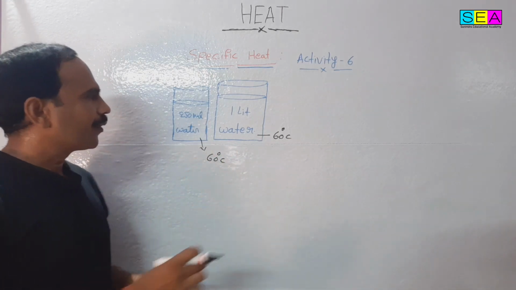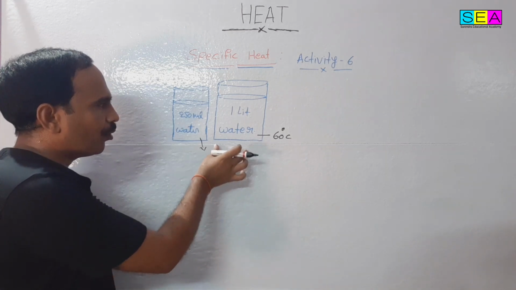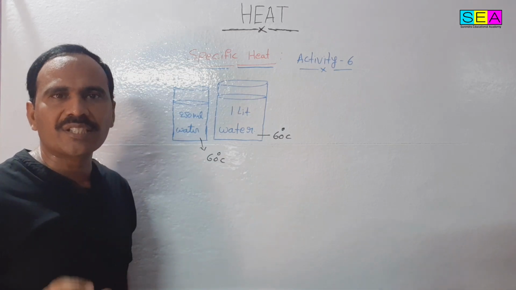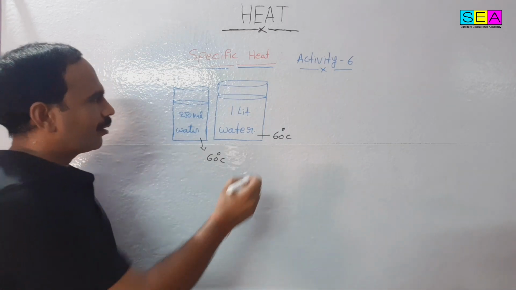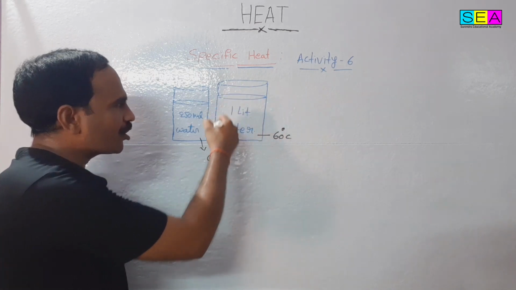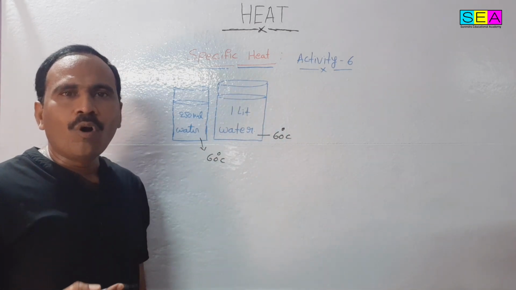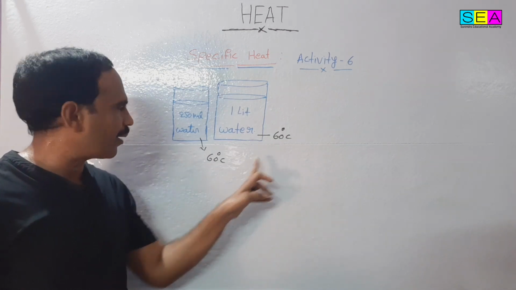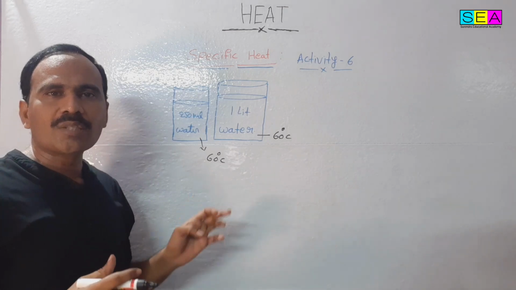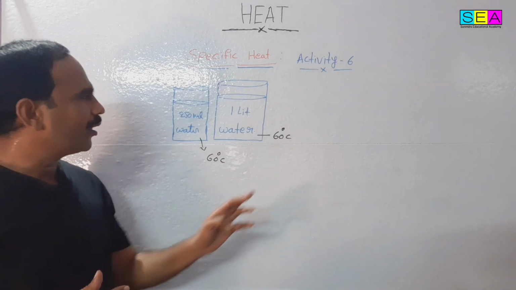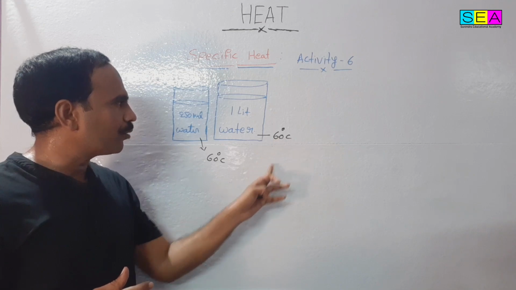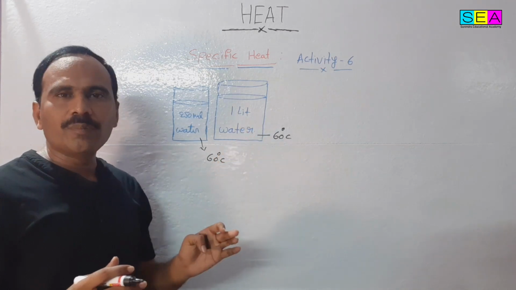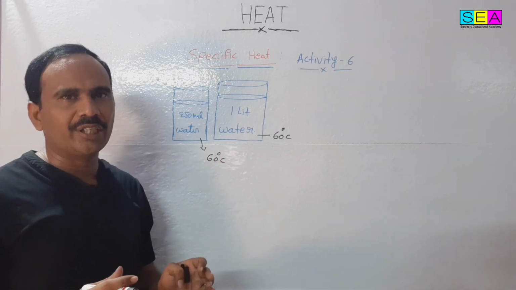So, here the temperature is constant. The water in both beakers is reaching 60 degrees Celsius only. But the water in the large beaker takes more heat energy to reach 60 degrees Celsius compared to the water in the small beaker. So here, both beakers reach 60 degrees Celsius, but the water in the large beaker is taking more quantity of heat energy.